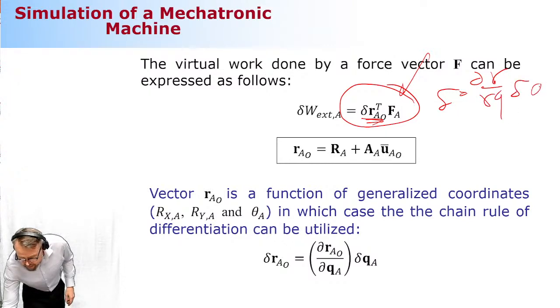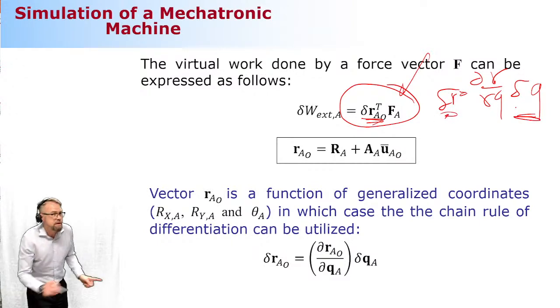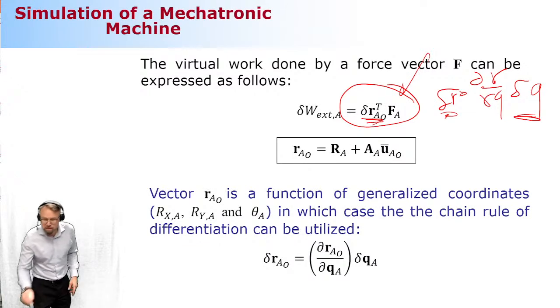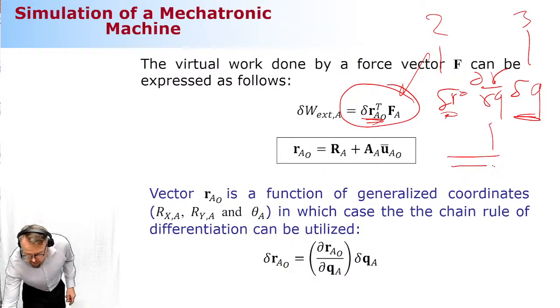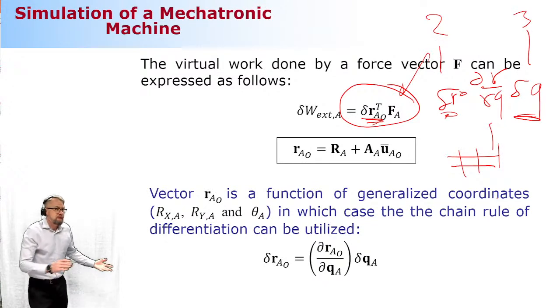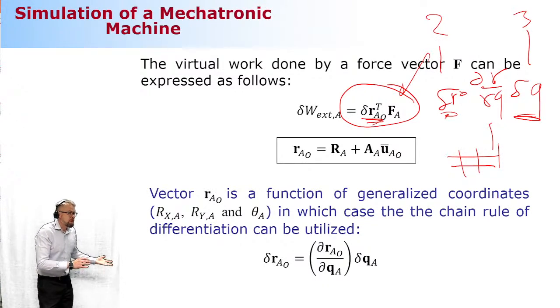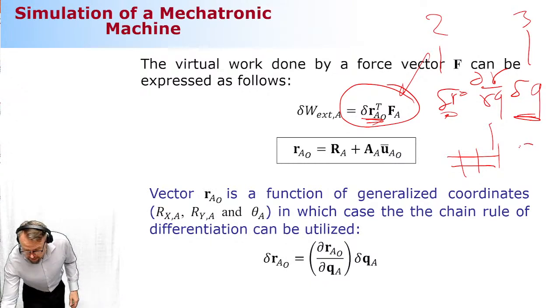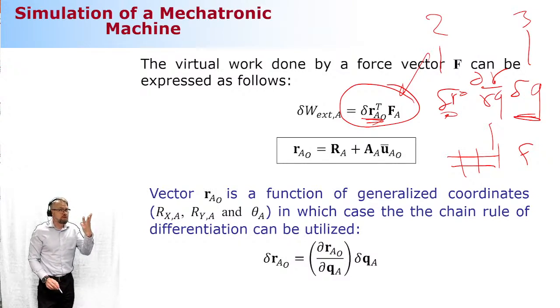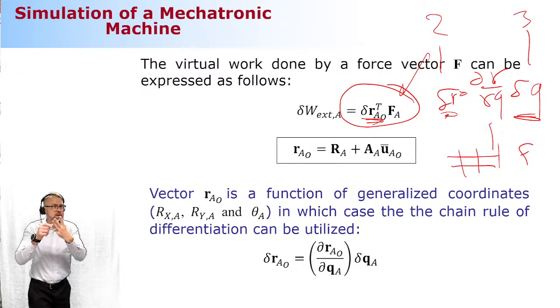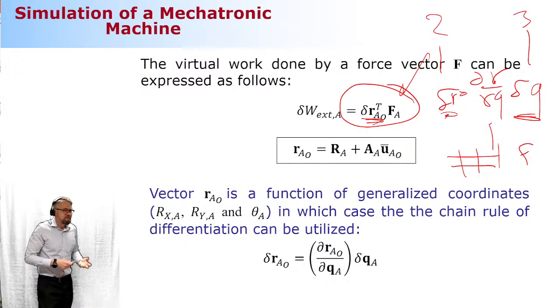Can you see my handwriting? So this is delta R and delta Q. Q consists of three components. This consists of two components. This is two components. This is three components. This is a matrix with two rows, three columns. Here's a relation. This is what we are after here. So that's what we wanted to find. And when we multiply forces by this matrix, it's going to automatically create three force components associated with generalized coordinates. Beautiful.